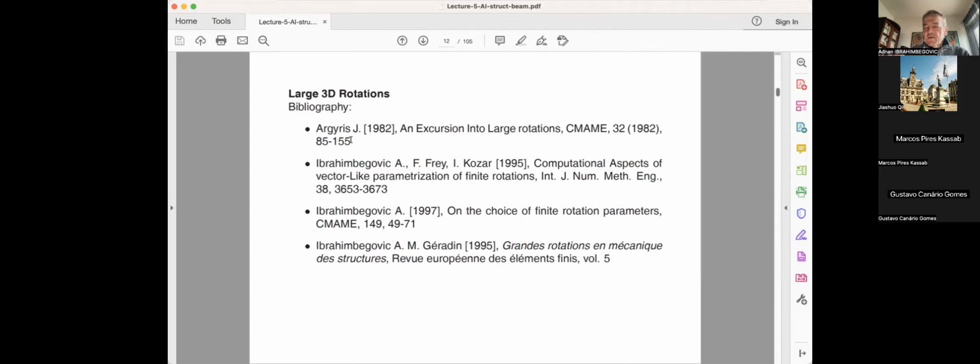Writing typically paper 10, 15, 20 pages is a norm of these journals. They don't like when it's too big because then they cannot sell too many papers. But at that time he could write a paper, 155 minus 85, it's like 70 pages. So it's almost like a book. So he called this an excursion to large rotation, to show how you deal with this large rotation and to see all the difficulties of this large rotation.